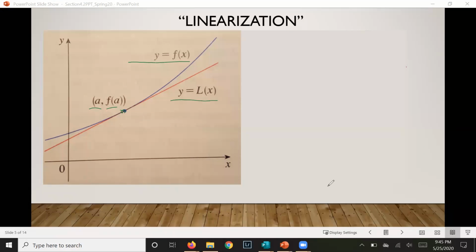And then they're calling y equals L of x. I'm going to focus on this L of x. That's going to be the equation of our tangent line. Okay?